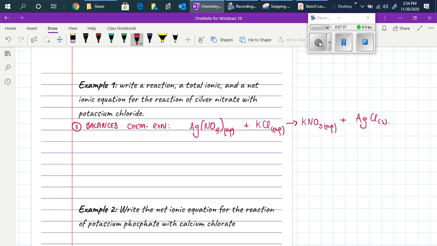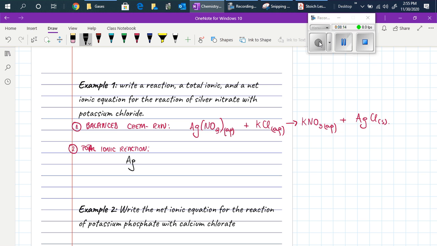State of matter. Silver chloride is not soluble, so we will have it as a solid. Now, the total ionic reaction will be everything that is in aqueous solution dissociated. So now what we will have, I'll change the color so that you can see.